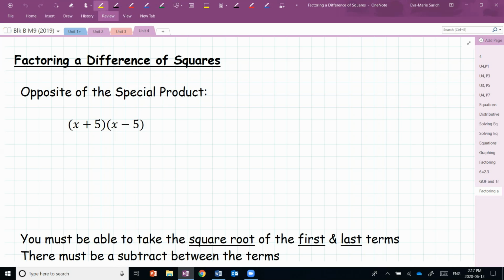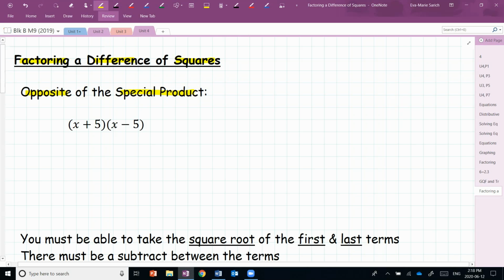Okay, so today's lesson is on factoring a difference of squares. Just like we talked about factoring trinomials two weeks ago being the opposite of FOIL, this is the opposite of a special product. Remember, product means to multiply.